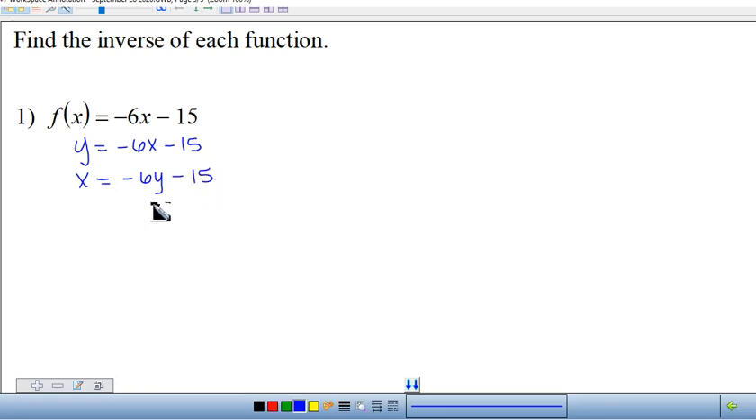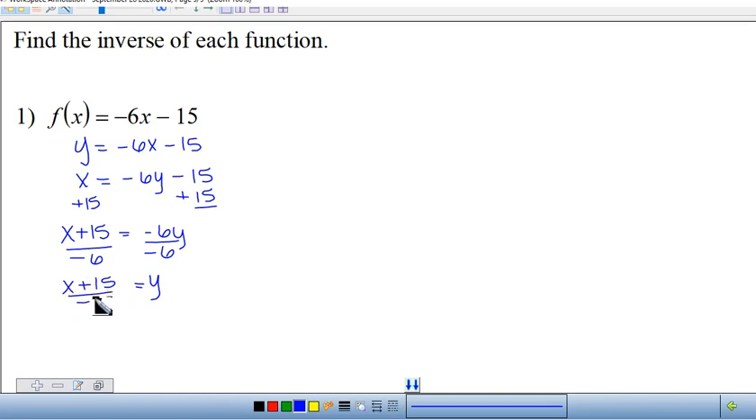And then the final step is to solve for y. When I solve for a variable, I'm trying to get it completely by itself. So the first thing I will do is add 15 to both sides. So now I have x plus 15 equals negative 6y. And then finally, I will divide both sides by negative 6, so that y is equal to x plus 15 over negative 6.